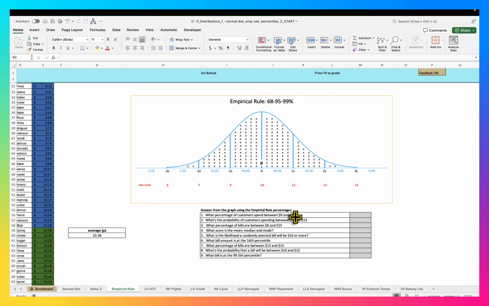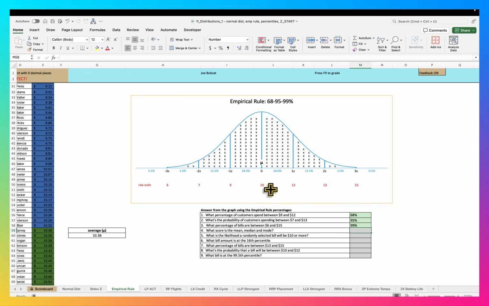What percentage of customers spend between $9 and $12? There's 9 on the raw scale. There's 12 on the raw scale. And so it's going to be 34 plus 34, 68%. What's the probability of customers spending between 7 and 13? 7, 13. So that's going to be 95%. What percentage of bills are between 6 and 15? So that's way over here. So that's going to be the 99.